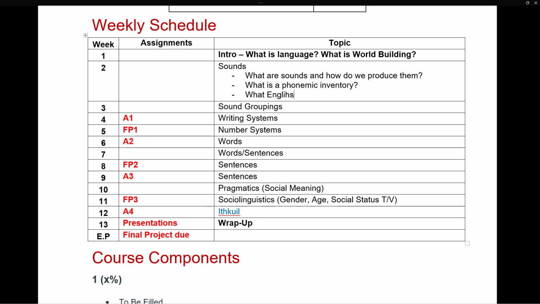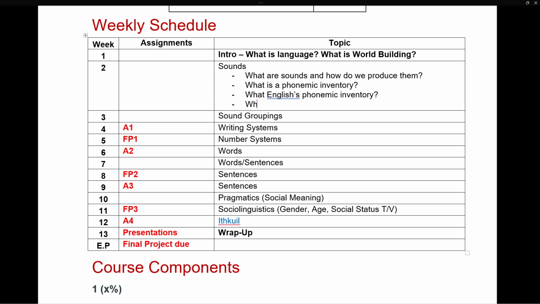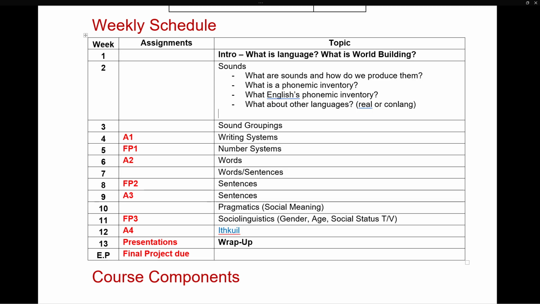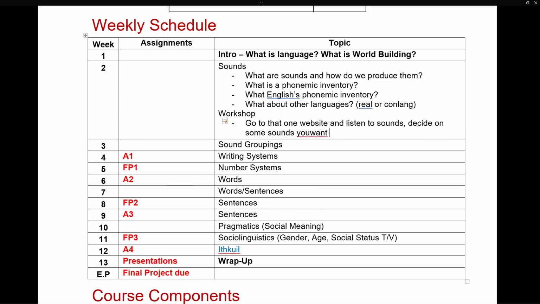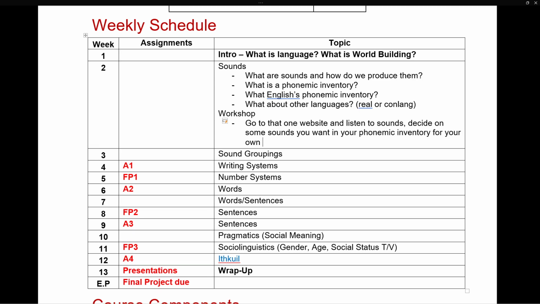Following up, so what is English's phonemic inventory? What sounds do we use in English? What about other languages? So real or conlang. So this could be how I structure a lecture. And then for the workshop in this course, which I'm thinking about, it could be go to that one website that I can't remember the name of and listen to sounds, decide on some sounds you want in your phonemic inventory for your own conlang.